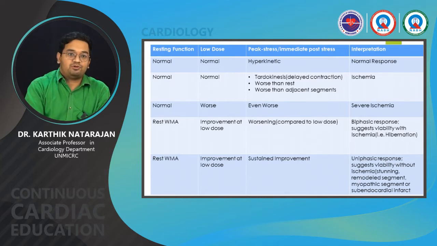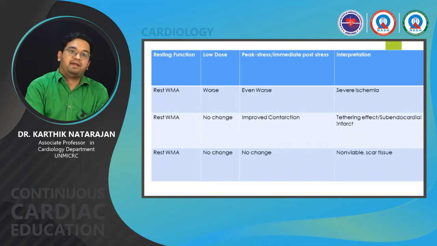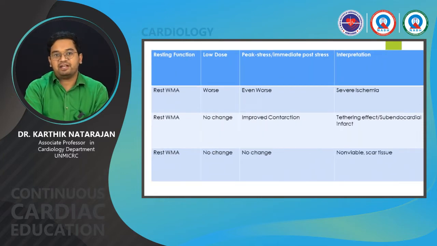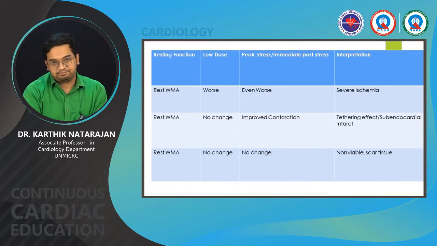If there is resting wall motion abnormality with improvement at a low dose and sustained improvement, it's a uniphasic response, which shows viability without ischemia: either stunning, remodeled segment, myopathic segment, or subendocardial infarct. If there is resting wall motion abnormality, at low dose it becomes worse, and at peak stress becomes even worse, again indicates severe critical ischemia.